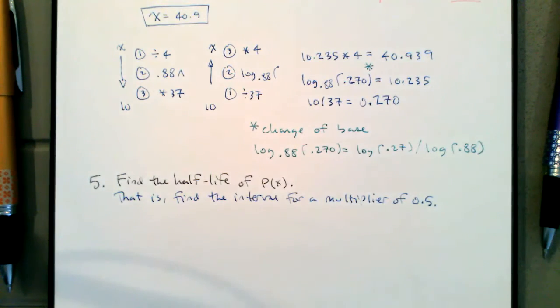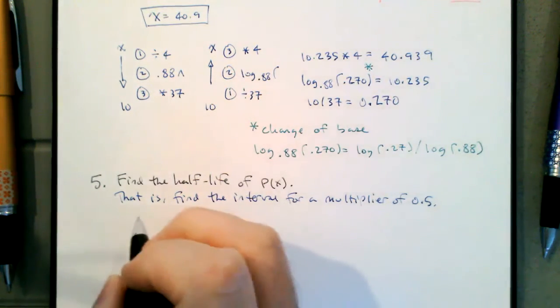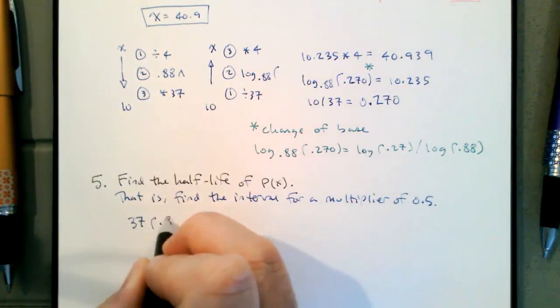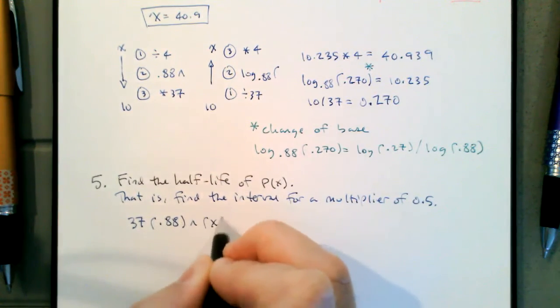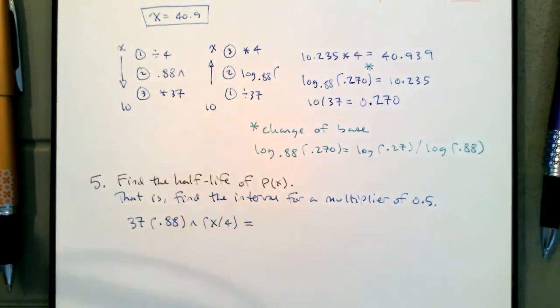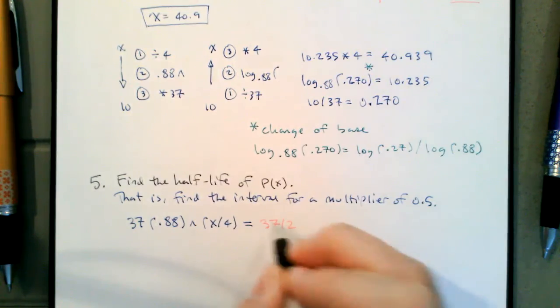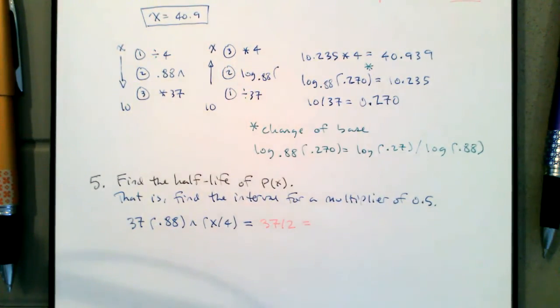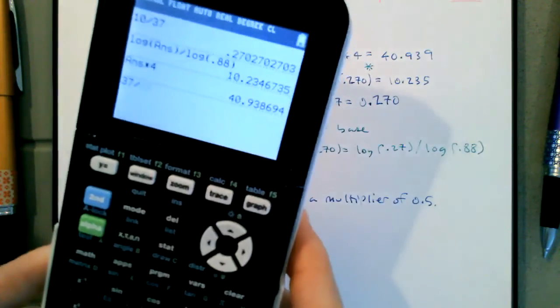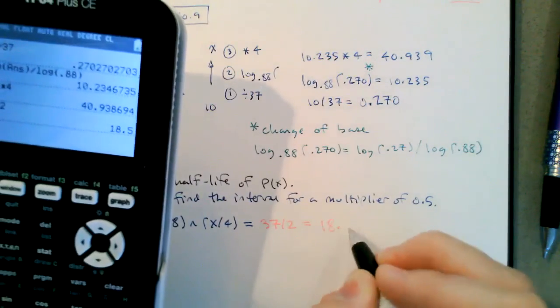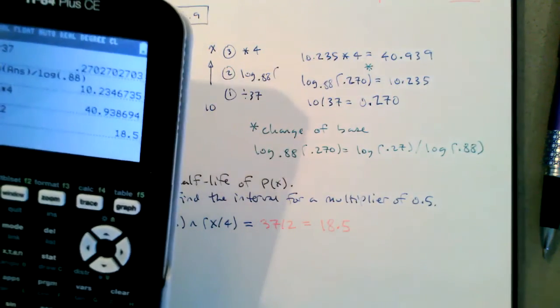So we just want to solve an equation again. We'll take 37 times 0.88 to the x over 4 and try to figure out how long it takes this to get to half of 37. So 37 divided by 2 is 18.5. How long will it take this function to go from 37 to 18.5?